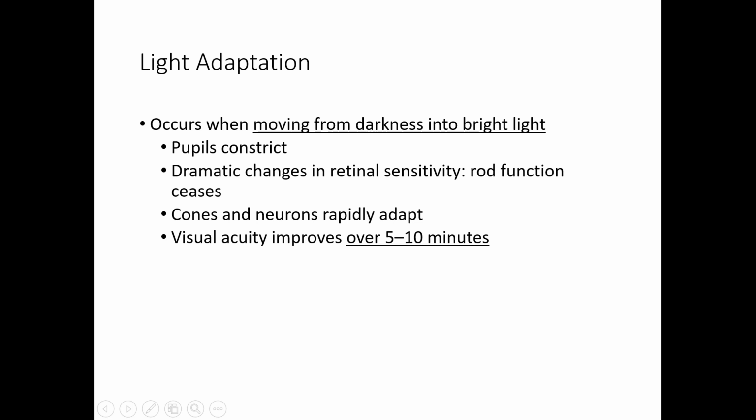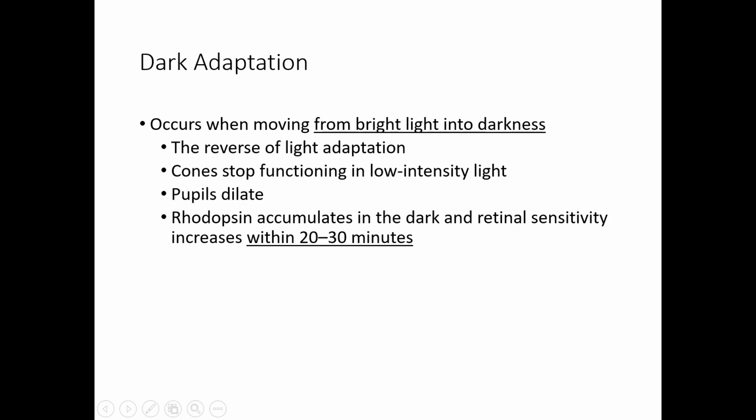Light adaptation. When we are moving from darkness into bright light, when you enter the dark room, turn on the light. First of all, you cannot see well. It requires adjustment from your eyes. Pupils constrict, retinal sensitivity changes, rod function ceases, and after several minutes you start seeing better, but full adaptation happens in over 5-10 minutes. We also have dark adaptation when we go from bright light into darkness, and this process takes more time, usually within 20 to 30 minutes.